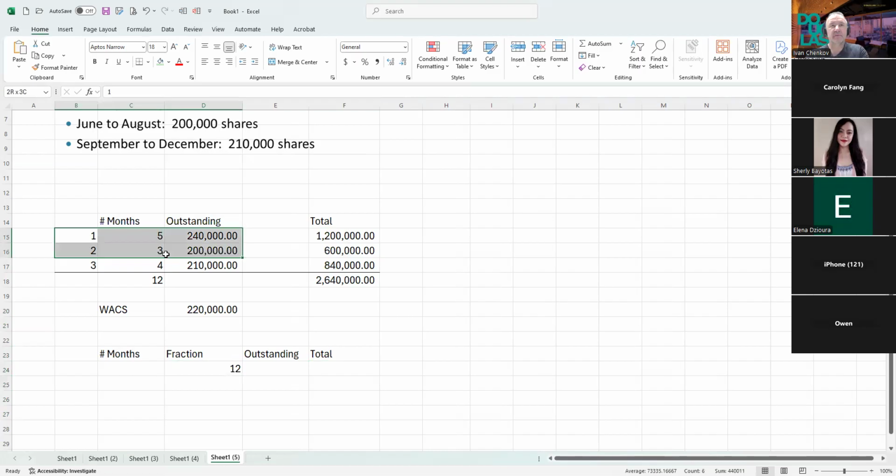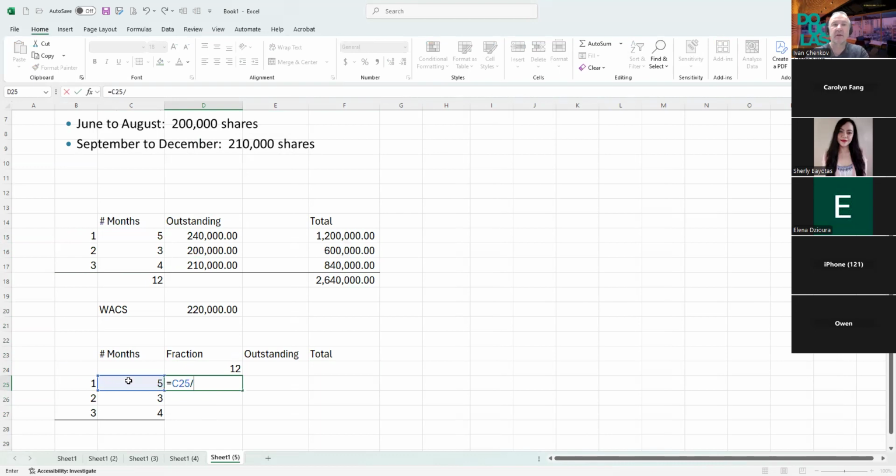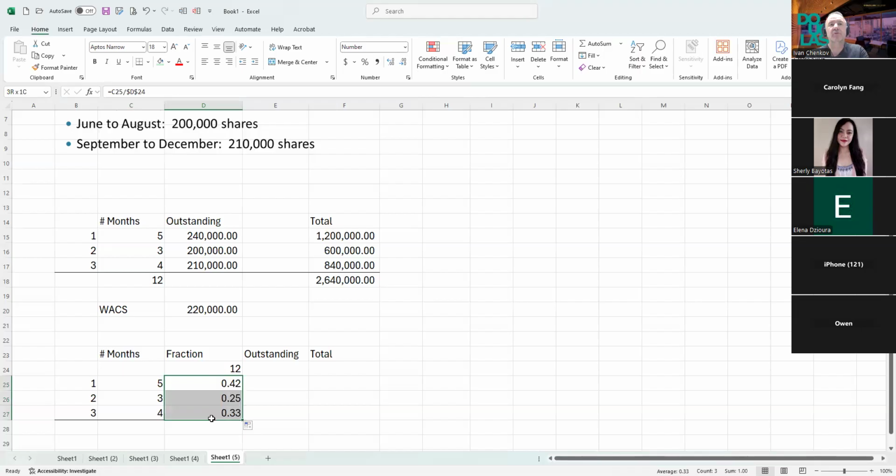I'm going to copy this information here. And what I'm going to do here is get the fraction. What will be the fraction? 5 months divided by 12. And it's going to give me a number. Then I'm going to freeze the cell and drag it down, and it gives me all the fractions. My objective is for the total to be 1. If your total is not 1, that means you made a mistake.